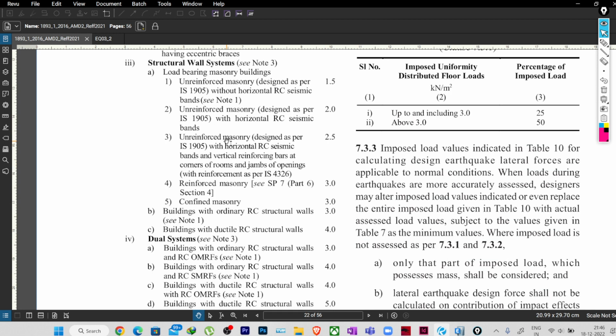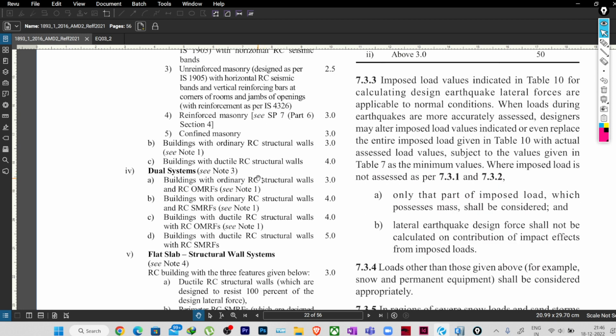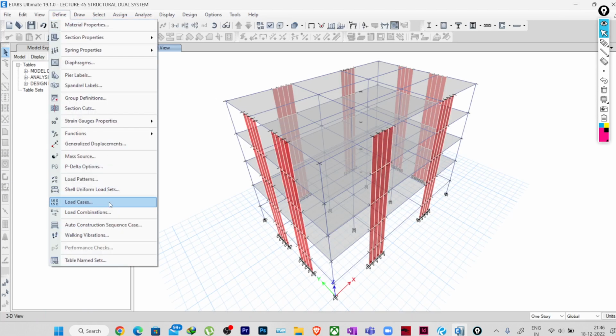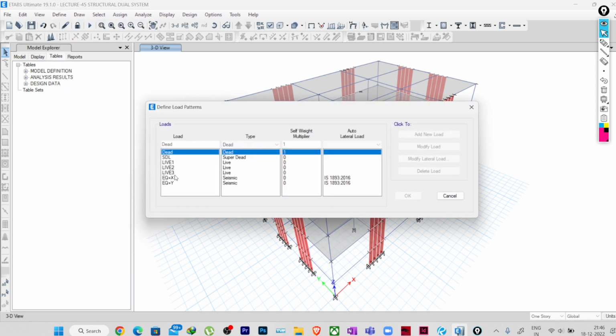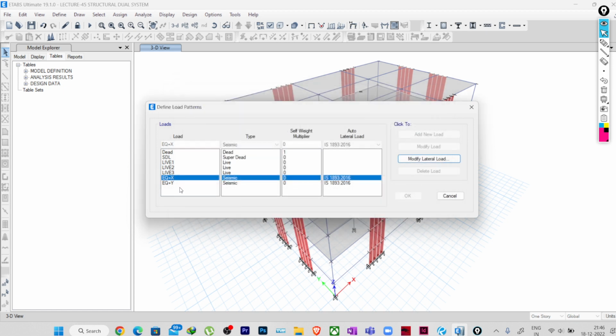And above we have the unreinforced masonry with and without seismic bands, so this also you can have a look at. Here, if you are designing in zones 3, 4 and 5, obviously the ductility criteria need to be considered. So in most of the cases, we will be considering the ductile RC structural walls, and the response reduction factor will be 4. So what we have to do, if we see the static and the dynamic load cases that we have defined, here this response reduction factor will be chosen as 4 or 3 based on the structural wall that you are considering.